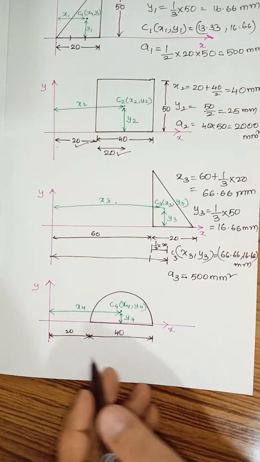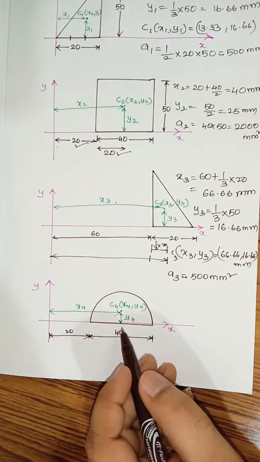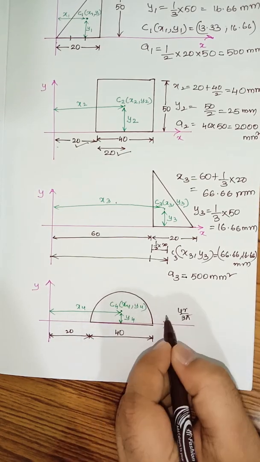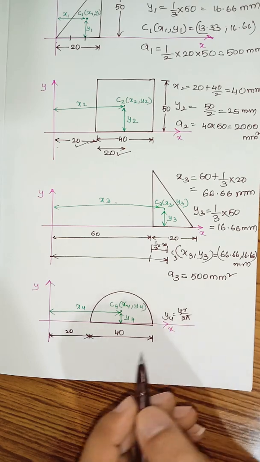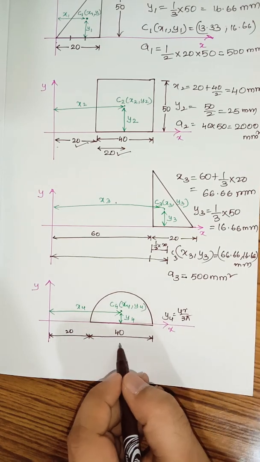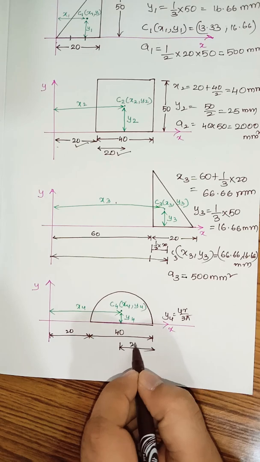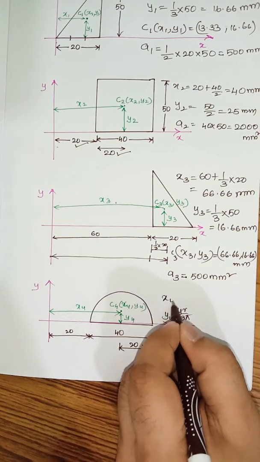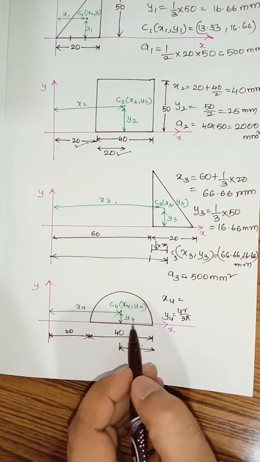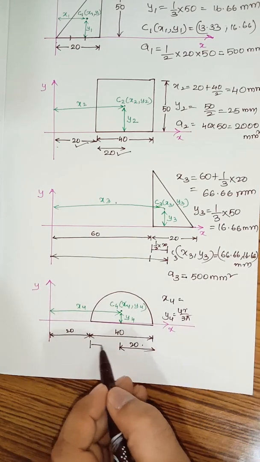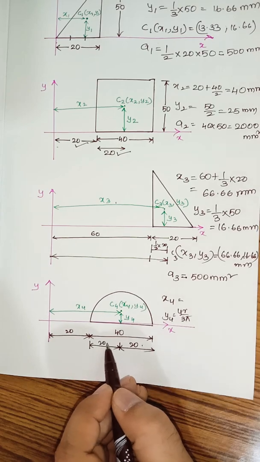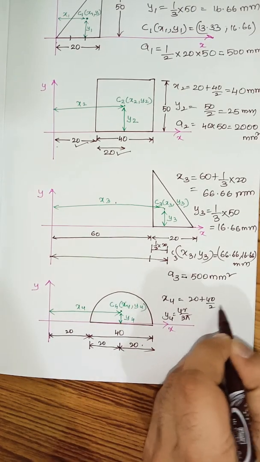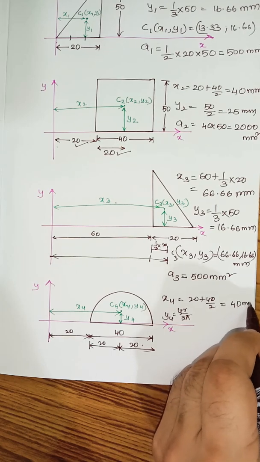Now coming back to the last one, the semicircle. As we know that for the semicircle, the centroid is located from the base at a height of 4r by 3 pi. So that becomes y4. y4 will be equal to 4r by 3 pi, whereas the radius of this one is given as 20 millimeter, that is half of the diameter of the semicircle. And x4 can be written as the distance from the reference y-axis again. So it will be half of 40 millimeter, that is 20, and the remaining 20 again. So that will be 20 plus 40 divided by 2. So totally it will be 40 millimeters again.